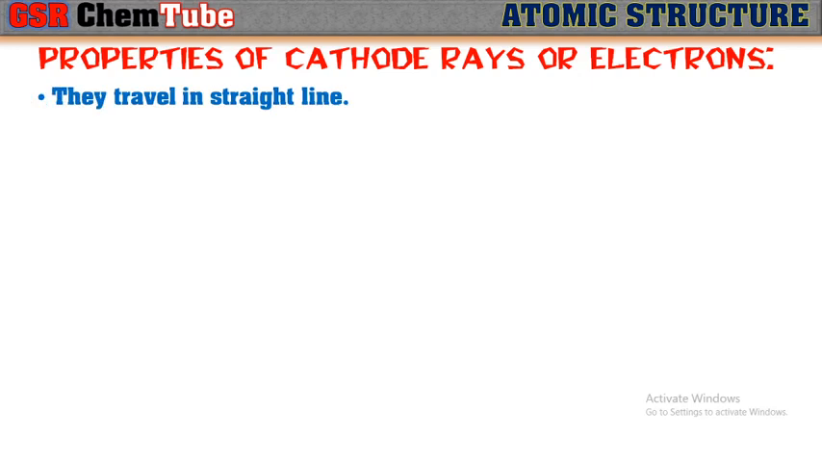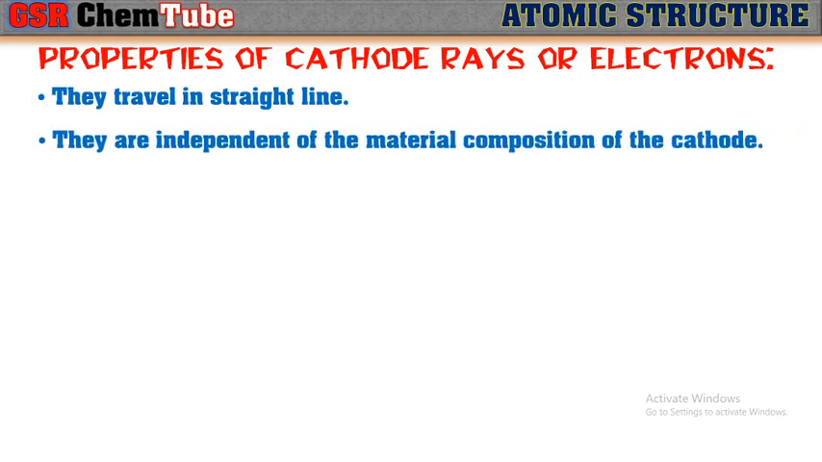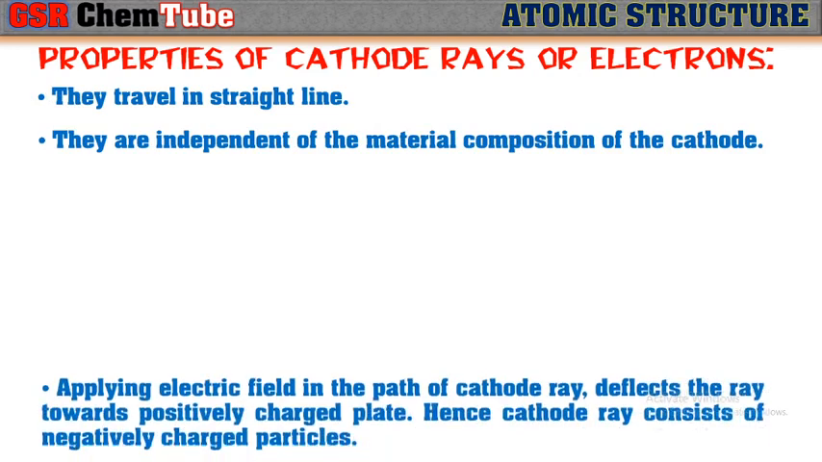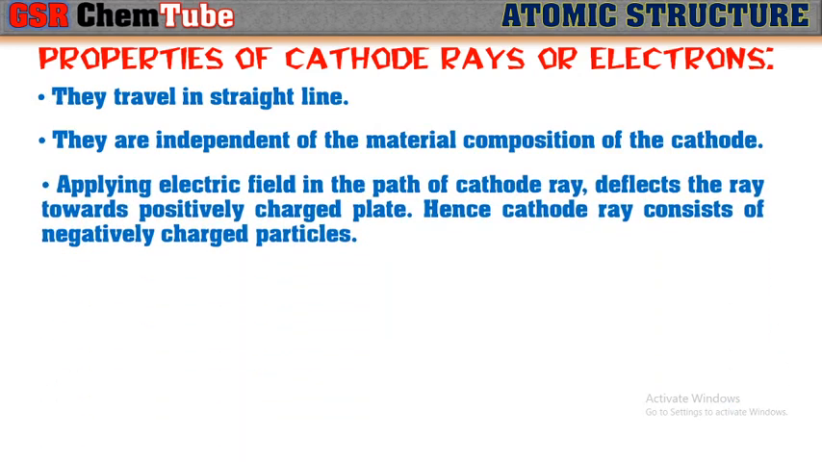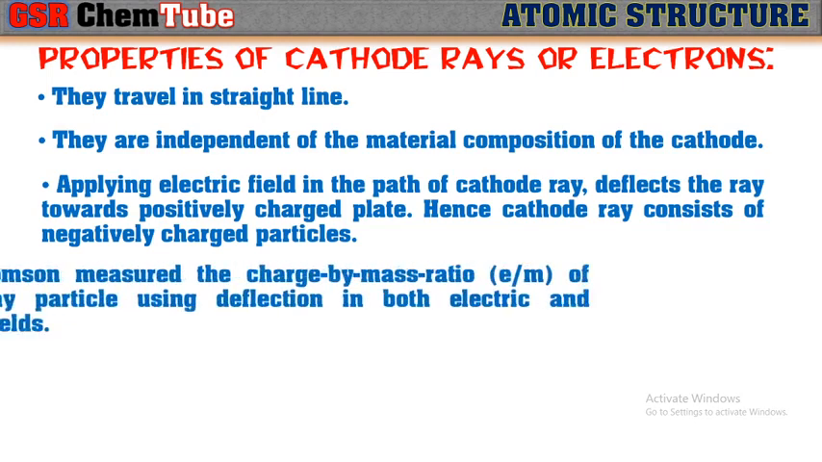These cathode rays travel in straight lines. They are independent of the material composition of the electrodes taken. Applying an electric field in the path of cathode rays, they deflect towards the positively charged plate. Hence, cathode rays consist of negatively charged particles.